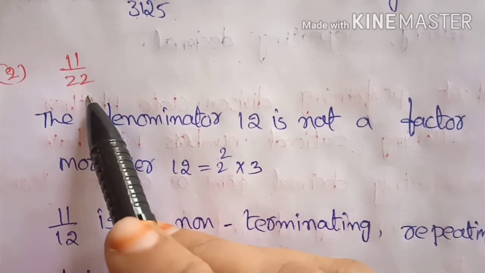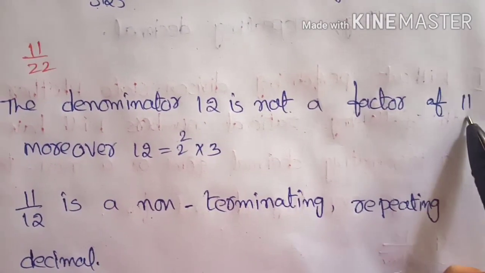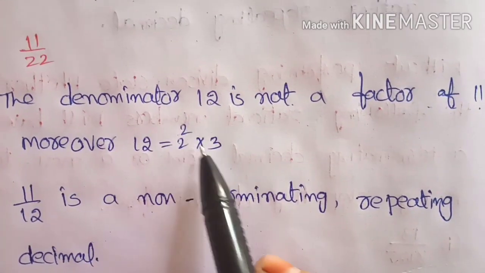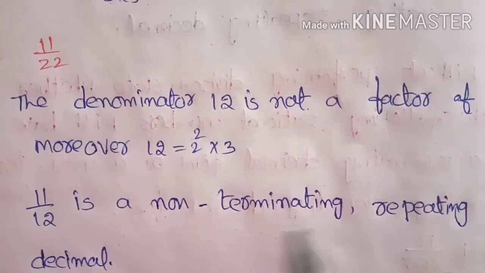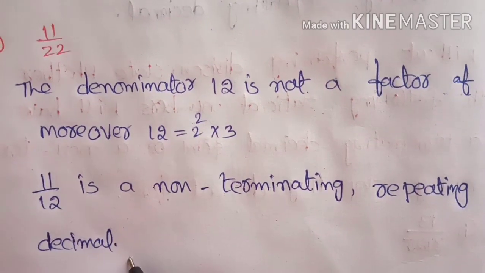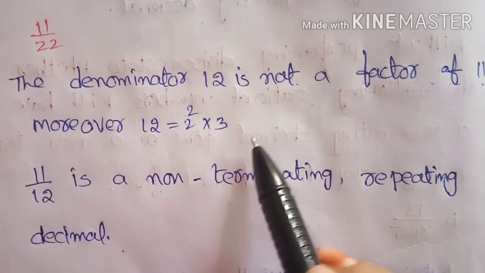Next question. 11 by 12. The denominator 12 is not a factor of 11. Moreover, 12 factors: 12 is equal to 2 square into 3. Then 11 by 12 is a non-terminating repeating decimal. This is not of the form 2 power n into 5 power m.